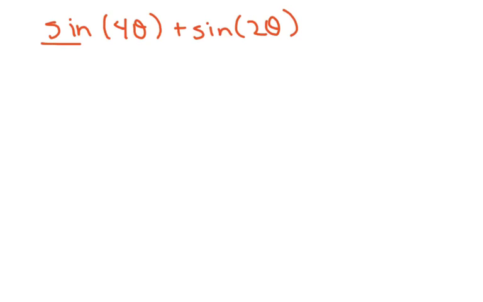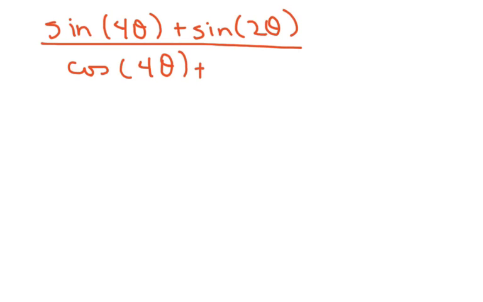Okay, next one we have is sine of 4 theta plus sine of 2 theta over cosine of 4 theta plus cosine of 2 theta equals tan of 3 theta. So it's a little harder here.